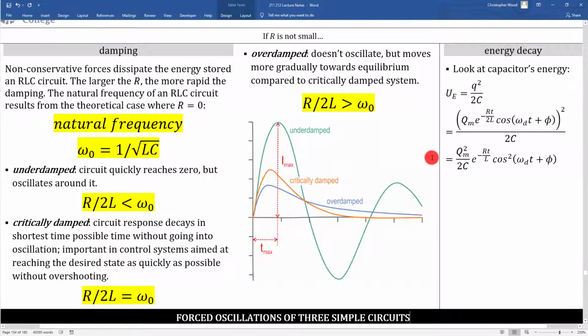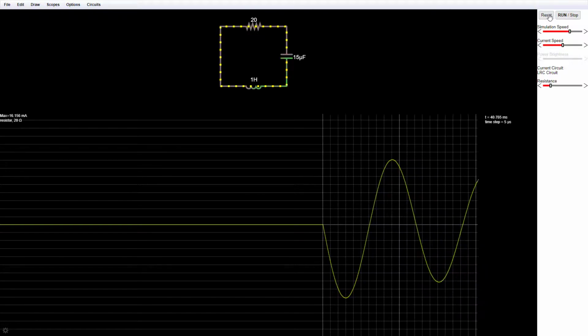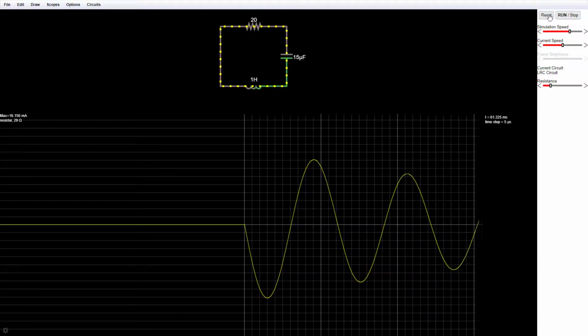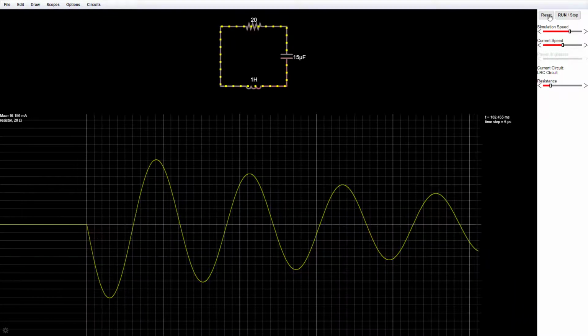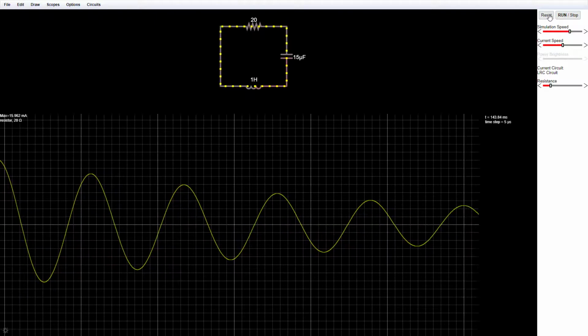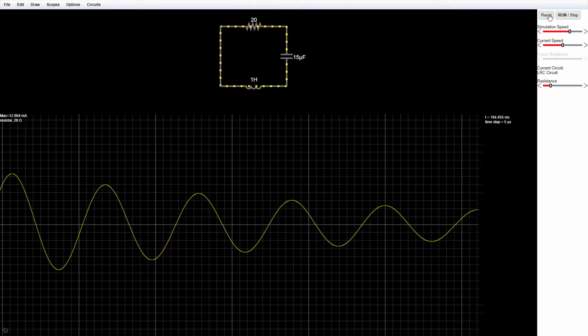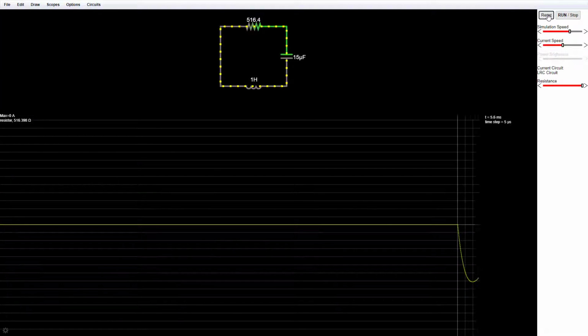This is the rather complicated looking expression for the capacitor's energy decay. Here's an RLC circuit with a damping factor less than the natural frequency. You can see how everything gradually decays over time. This is just like if you were driving down the road in a car and you hit a speed bump and you're driving with a messed up suspension, so you end up bouncing afterwards for a really long time, which would be pretty irritating. Here is a critically damped system.